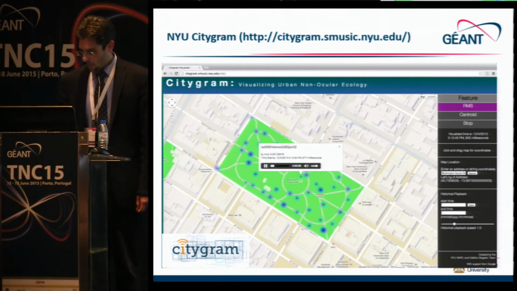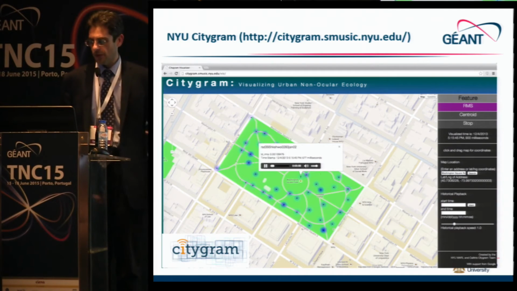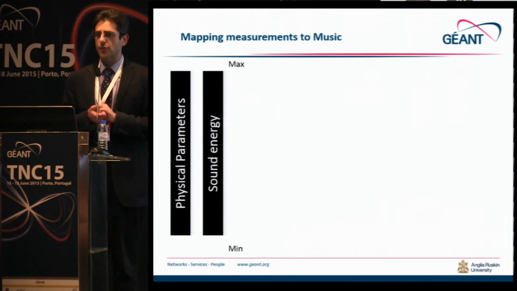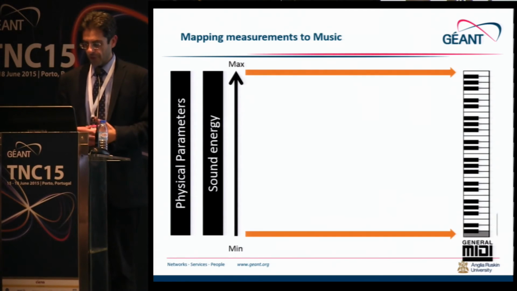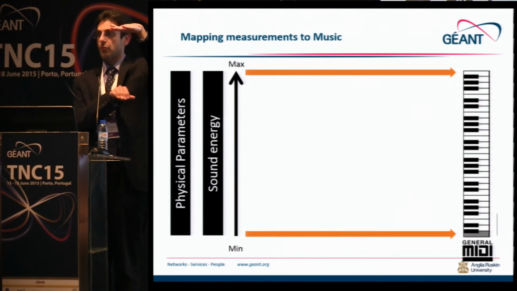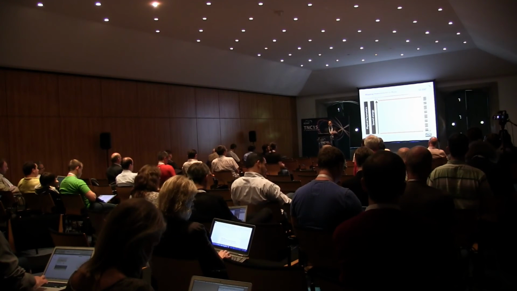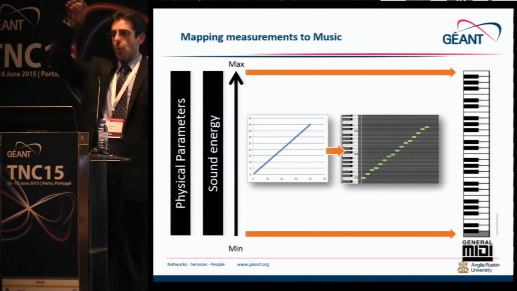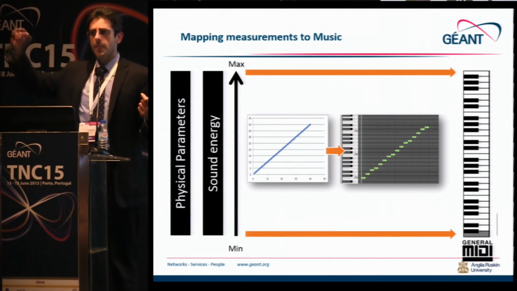So what I did was connecting my system to Citigram, and mapping sound energy or other physical parameters measured by the system to a music scale, so that the minimum and maximum range that the sensor was measuring was mapped to the minimum and maximum range of my instrument keyboard or instrument extension. I've chosen a linear mapping, so a linearly growing sound pressure level, noise level, was mapped to a linearly growing music interval.